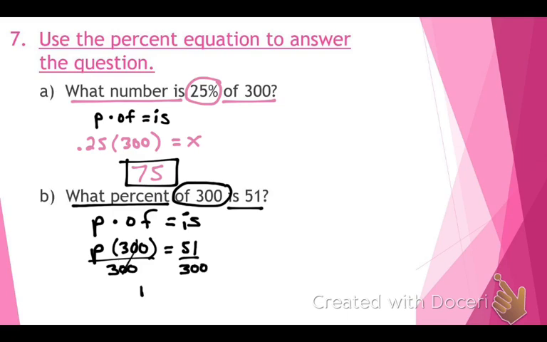When I put this into my calculator, what is 51 divided by 300? 0.17. Once again, if I go back to my original equation, it asks me what percent. Is that a percent? Nope. So what do I do to my decimal? You just want to move it over 2 places to the right, and what's your answer? 17%. 17% is correct. Good job, guys.